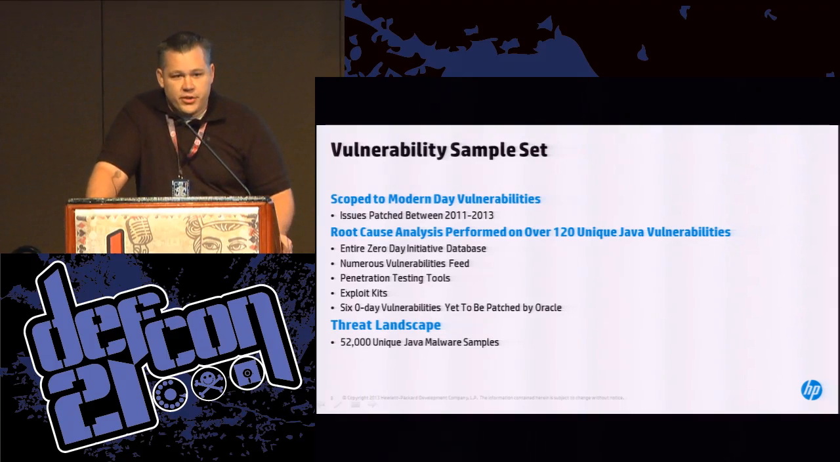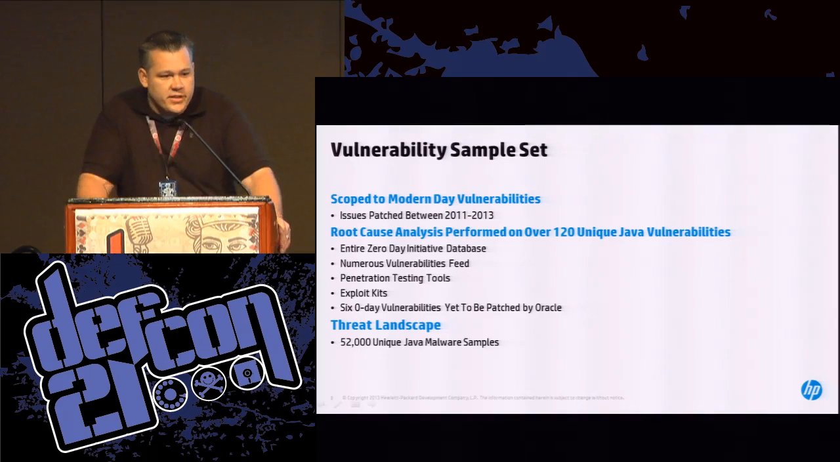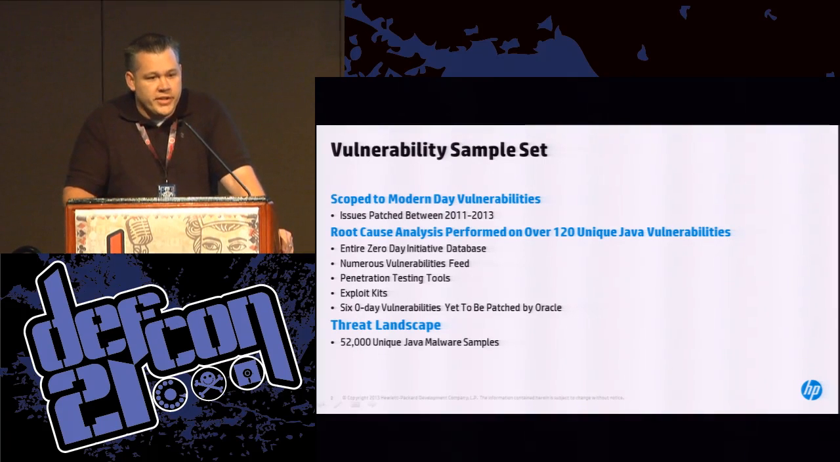So let's talk about the sample set that we had for this analysis. We scoped ourselves to modern day Java vulnerabilities, every issue patched between 2011 and 2013. We performed a root cause analysis on over 120 unique Java vulnerabilities. This is probably the largest collection of Java vulnerabilities outside of Oracle or the NSA or some other nation states.